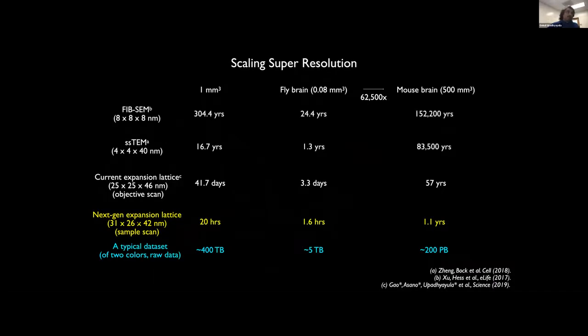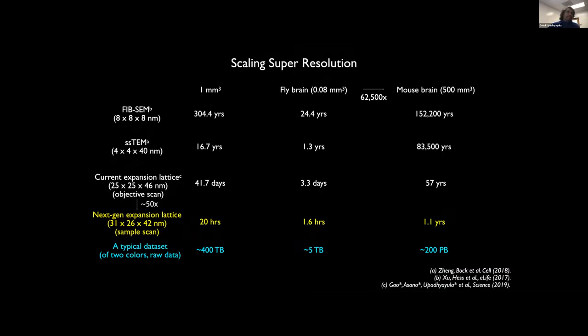So this is great, because this is a good segue into what we're trying to do here at Berkeley. Everything I've shown you was with what I'm referring to now as the current expansion lattice. To image the fly brain took us about 3.5 days. With the MOSAIC, which is the next generation microscope that we're building at Berkeley, it's about 50 times faster. So we can image that entire brain in less than 2 hours.